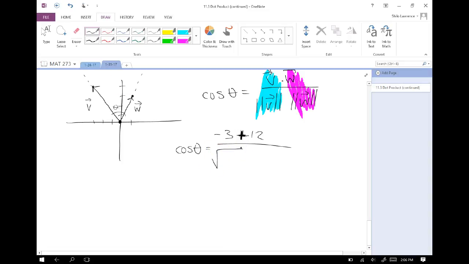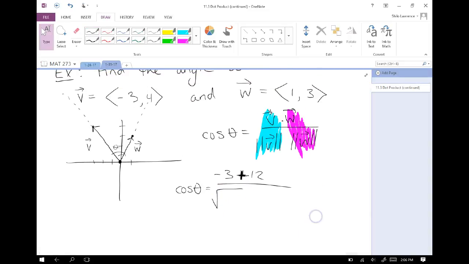So what do we get for magnitude of v? 5, right, because we've got -3 squared is 9, and 4 squared is 16, square root of 25 is 5. And then for the magnitude of w, square root 10, because we've got 1 squared is 1, and 3 squared is 9. So cosine of theta is 9 over 5 radical 10.